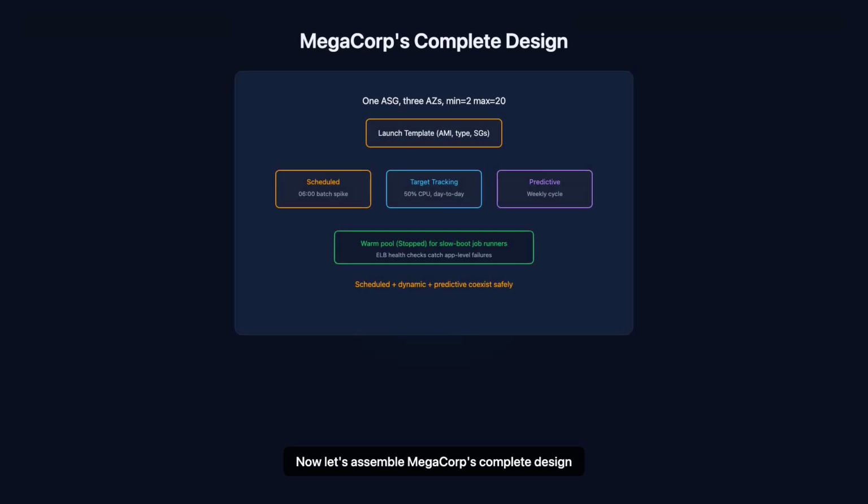Now let's assemble MegaCorp's complete design and watch the pieces click together. It starts with a launch template holding the AMI, instance type, and security groups. That feeds one auto-scaling group spanning 3 availability zones with a minimum of 2 for an always-on baseline and a maximum of 20 as the cost cap. On top of that group sit 3 policies that coexist safely.